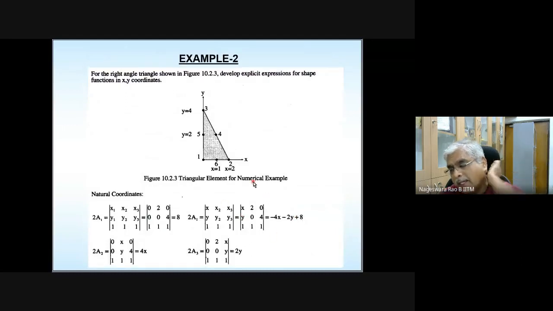So if you do that, for a particular case of triangular element with the numerical values given, the details are worked out. You can go through it and then easily see. For this triangular element with these coordinates, first all these areas are calculated, A1, A2, A3.